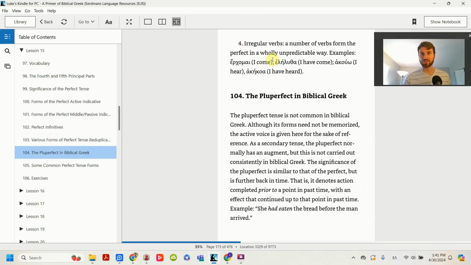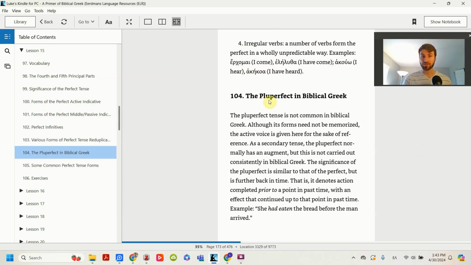And then fourth, there are some that are just wholly unpredictable. And this is, again, where the principal part chart will help you in recognizing these. You might need to just memorize these as part of your vocab because they are different. But a lot of them you can notice. So like akouo becomes akekoa. You can kind of see the akouo in there. So you might not need that one.